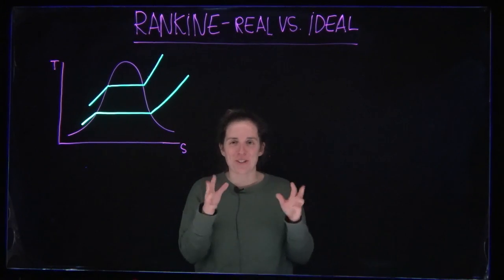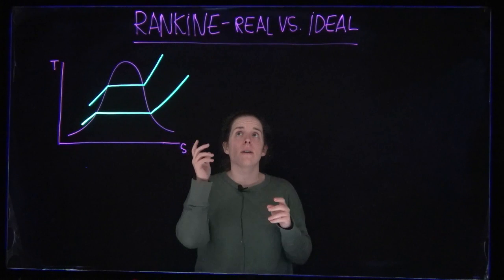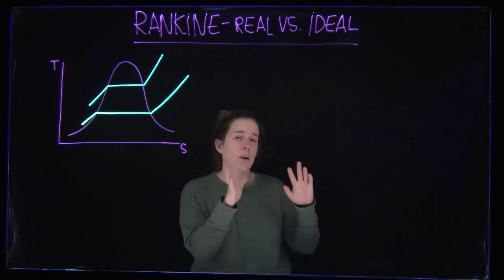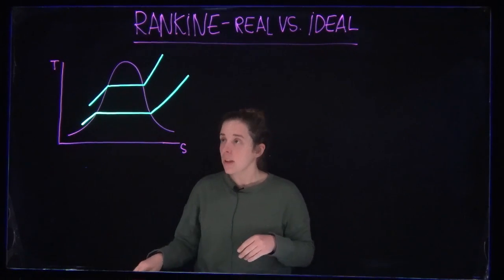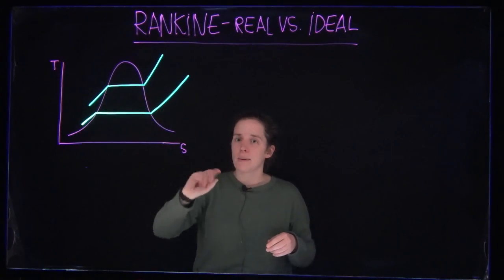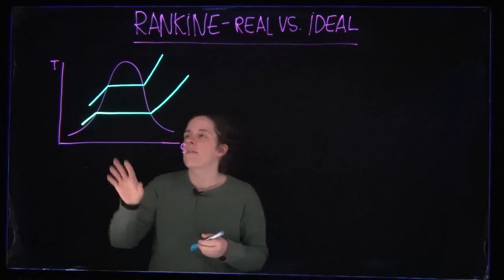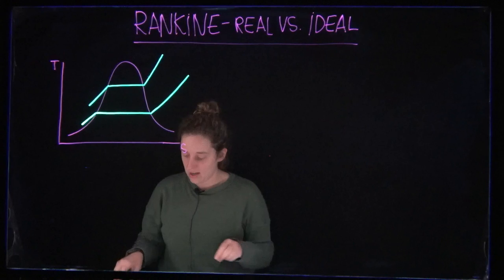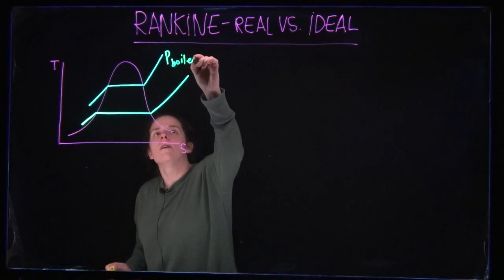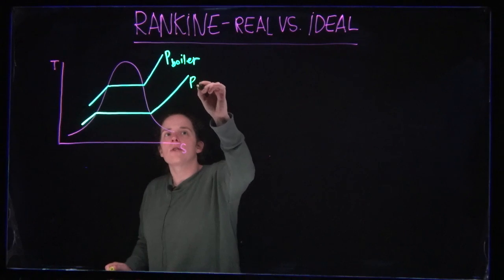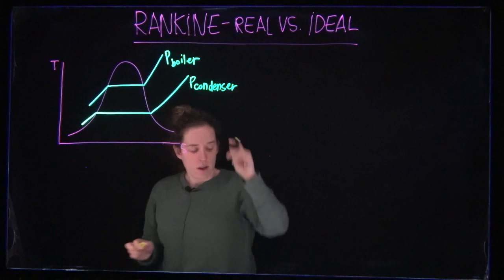thermodynamic properties. How it affects our thermodynamic properties if we make the assumption that we're looking more at a realistic versus an idealized situation. So if we have a temperature entropy diagram here with a vapor dome, we have this top line, which is the pressure of the boiler, and the lower line, which is the pressure of the condenser.